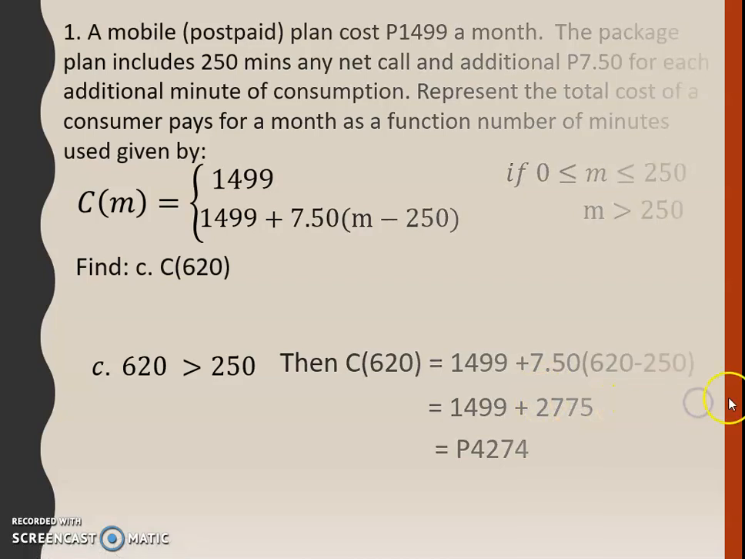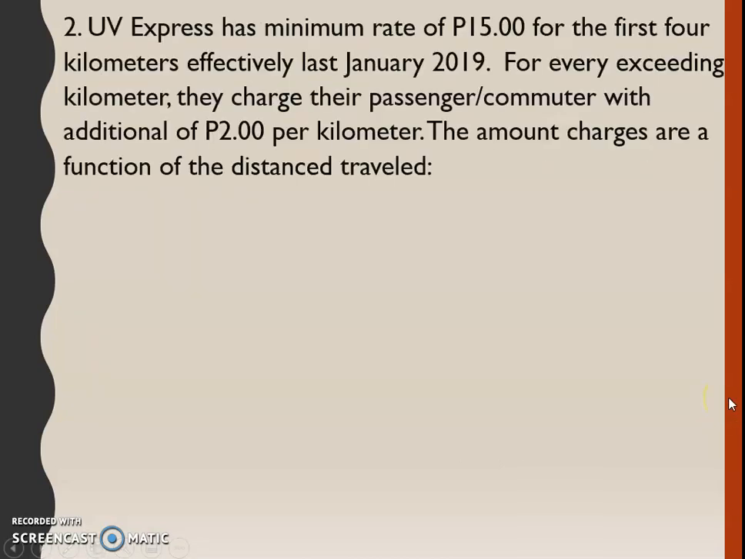Let's have another example, number 2. UV Express has a minimum rate of 15 pesos for the first 4 kilometers, effective January 2019. For every succeeding or exceeding kilometer, they charge their passenger or commuter an addition of 2 pesos per kilometer. So the amount charged is a function of the distance traveled. So we have A of K. A is for the amount and K will be the total distance in kilometers.